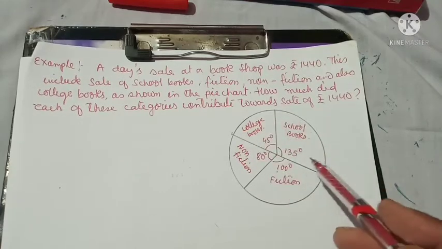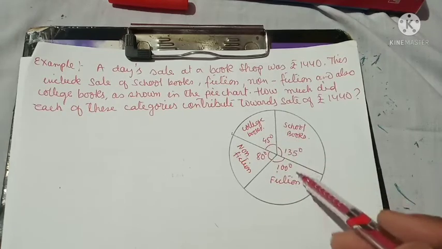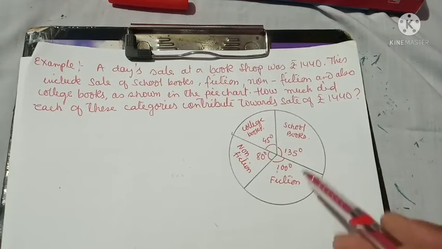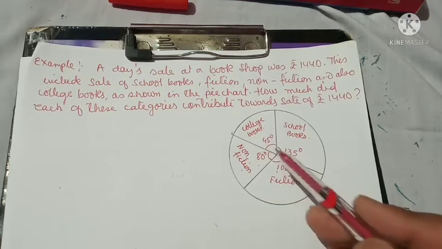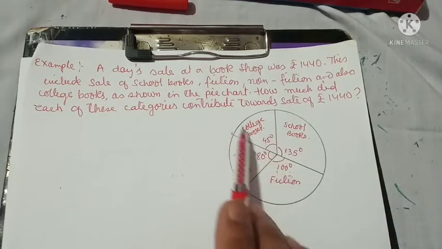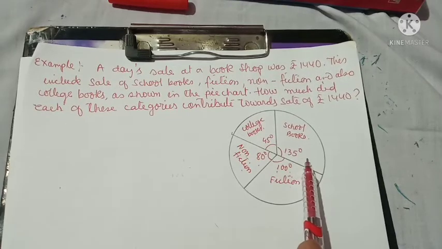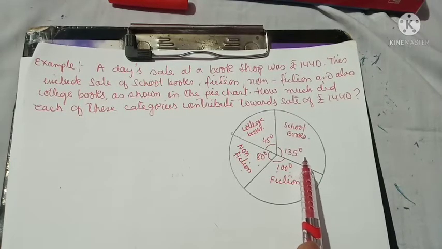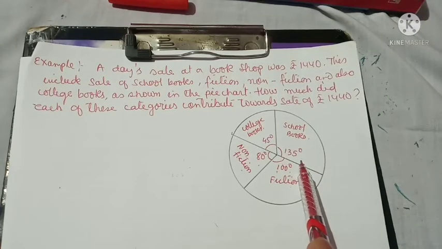This is a pie chart, and this is the central angle for each of the categories. That is school book 135 degree, fiction 100 degree, non-fiction 80 degree, and college book 145 degree. We have to find out how much each of these categories contributes towards the sale of rupees 1440. So we are going to find out the rupees, that is the particular part. Now the total is already given and the central angle is already given.